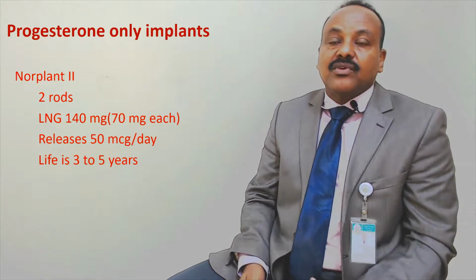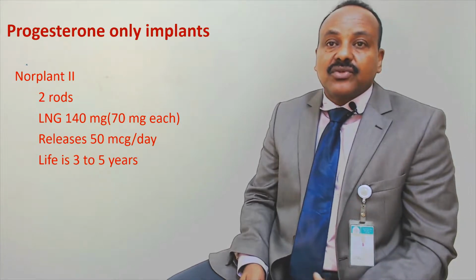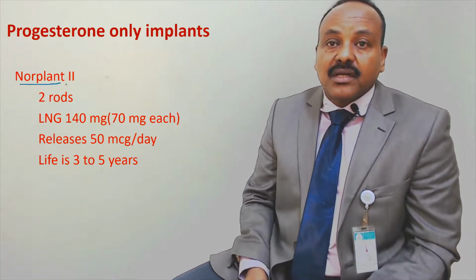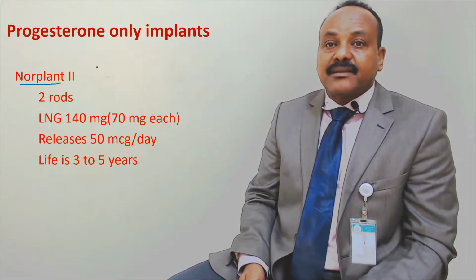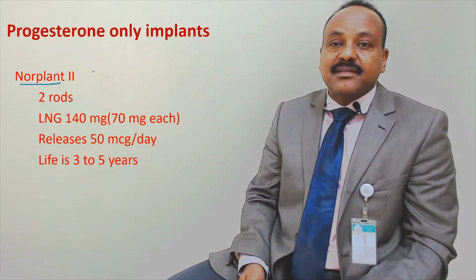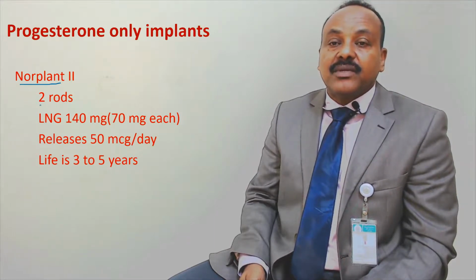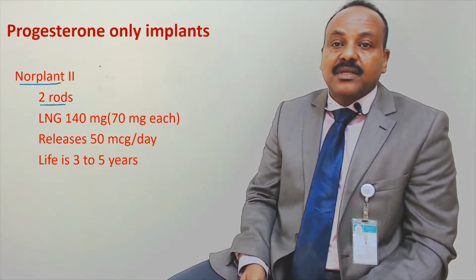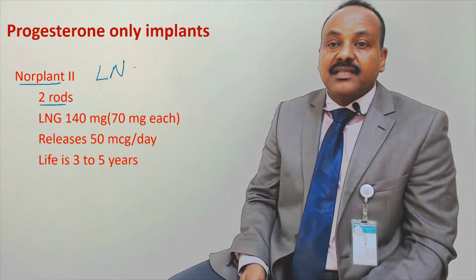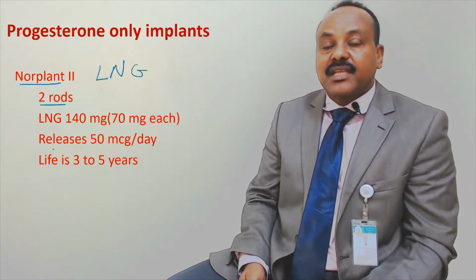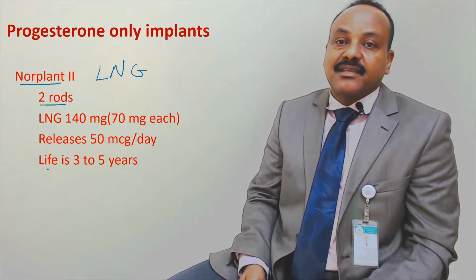Another form of progesterone only hormonal contraception is Norplant. Norplant contains levonorgestrel, 140 microgram in each rod, and releases 50 microgram daily, and this is inserted subcutaneously, or under the skin.